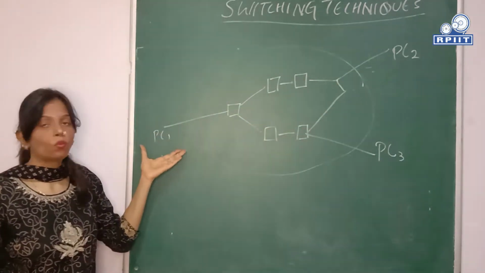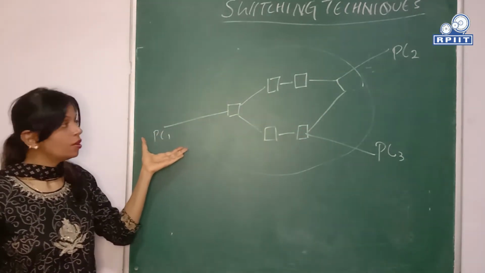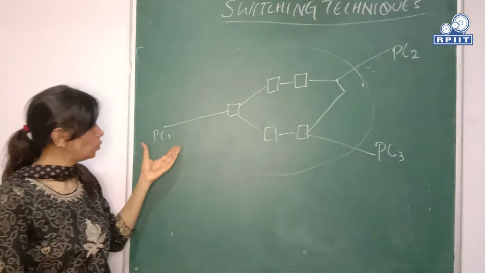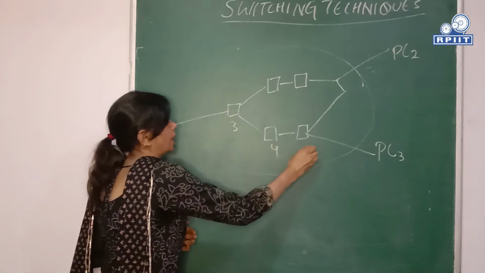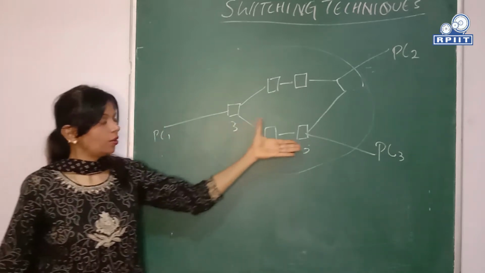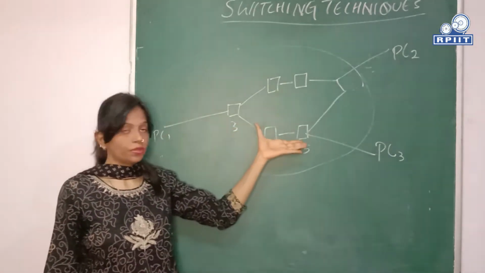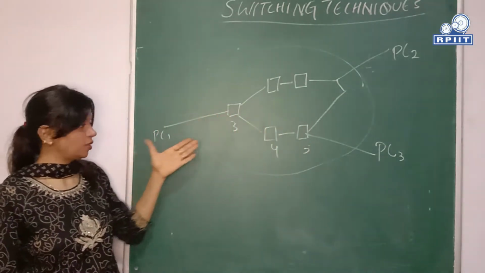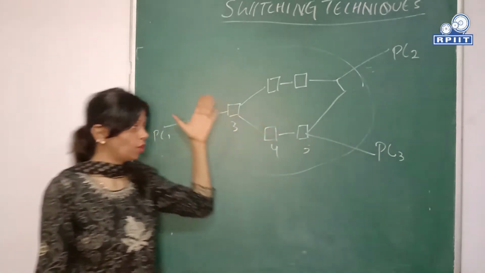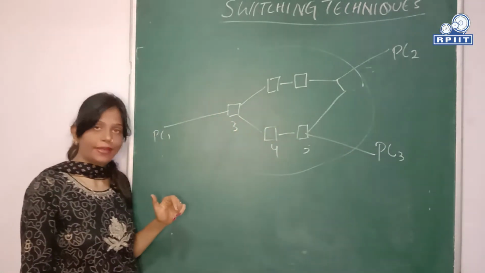Like PC1 wants to send the data to PC3. So it will use the intermediate nodes like 3, 4, 5. These are the intermediate nodes, which are also called switching nodes, that are used to forward the data from PC1 to PC3. This kind of technique is called a switching technique.